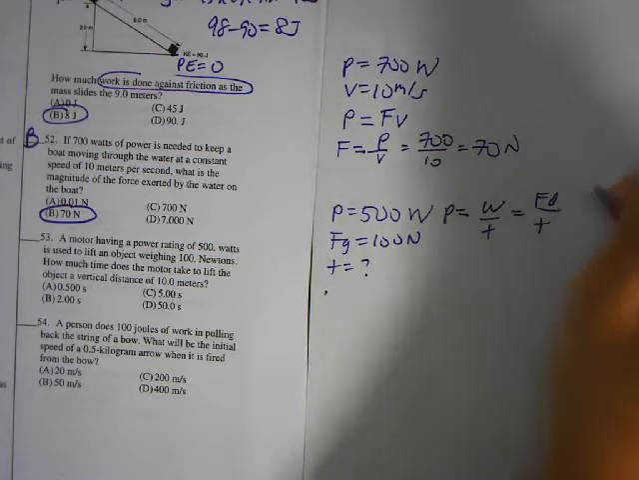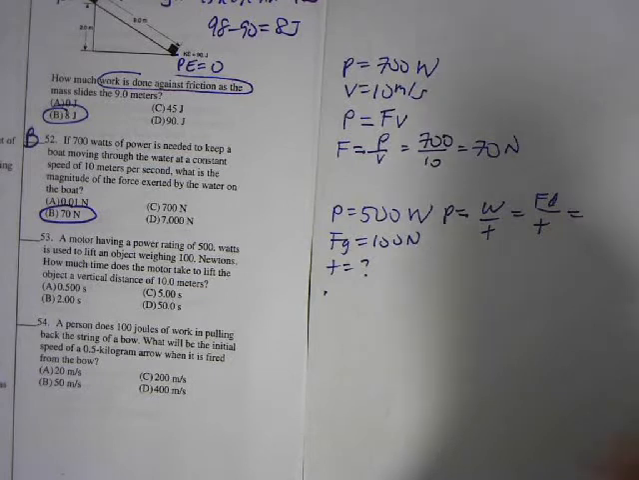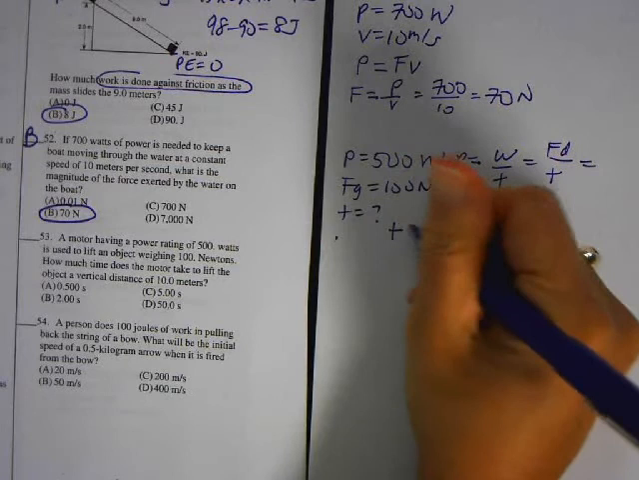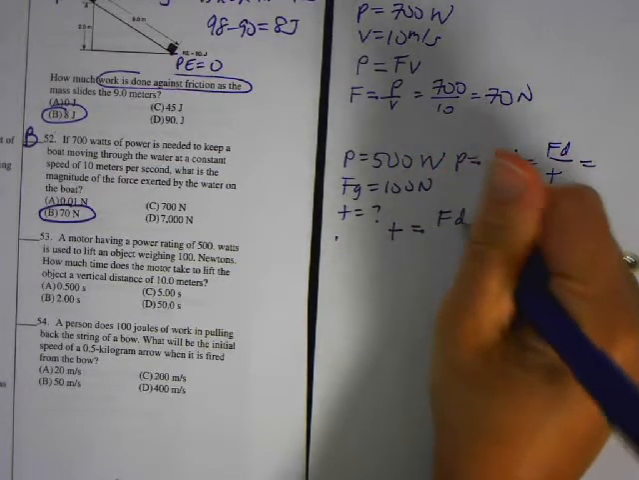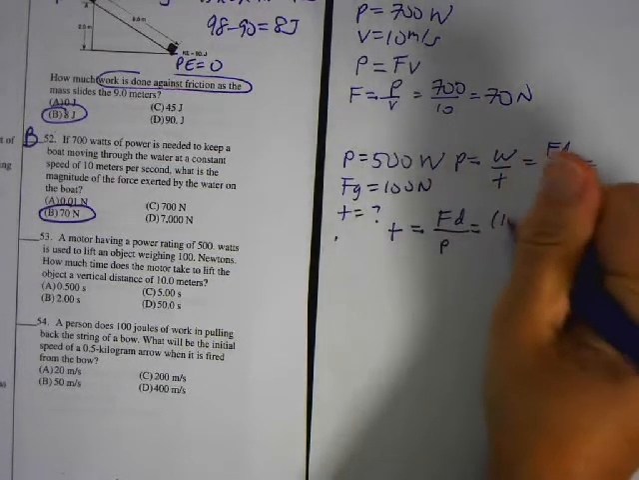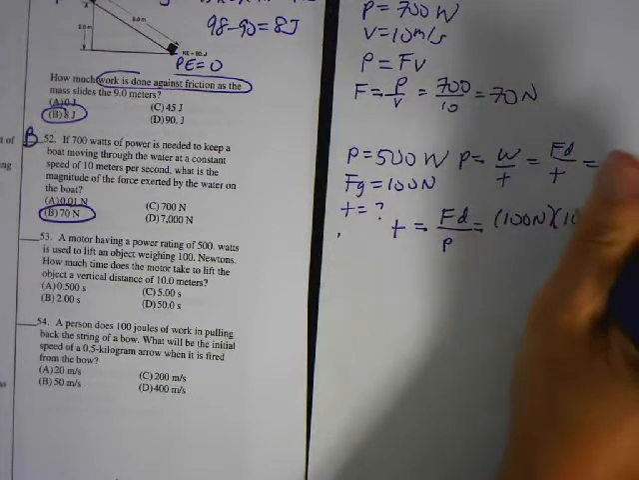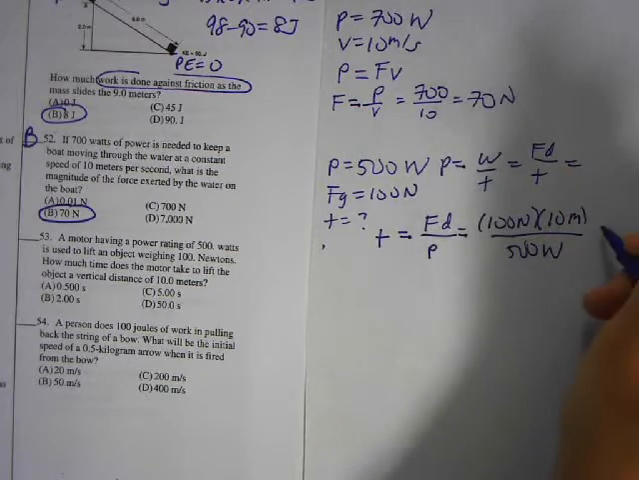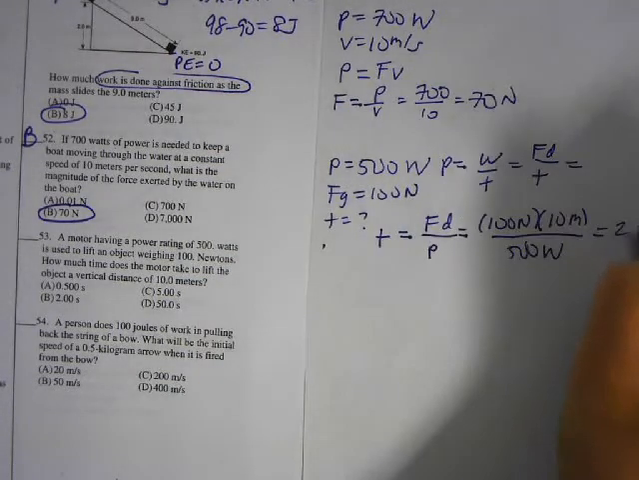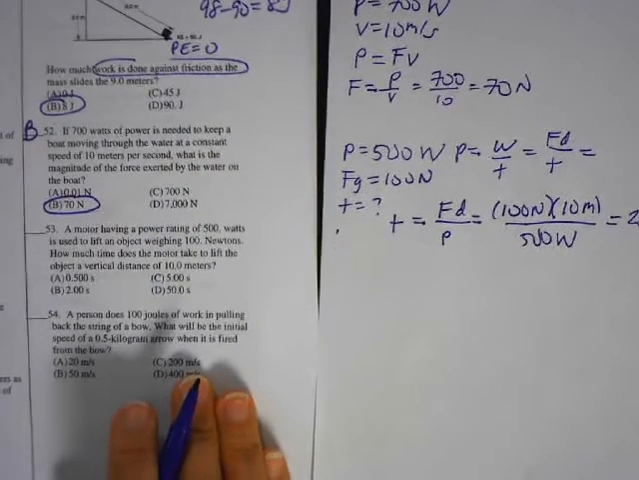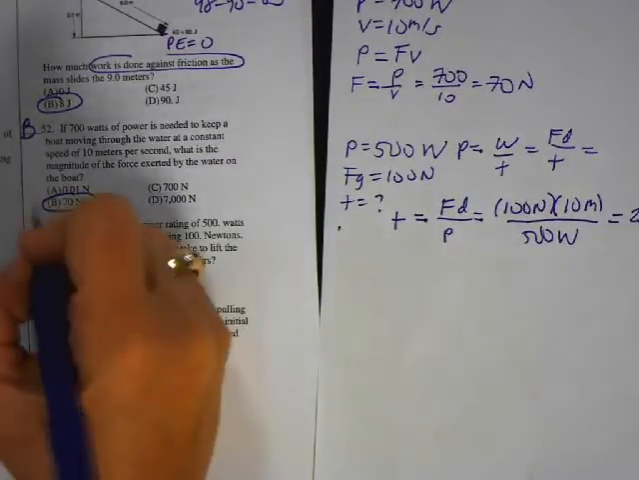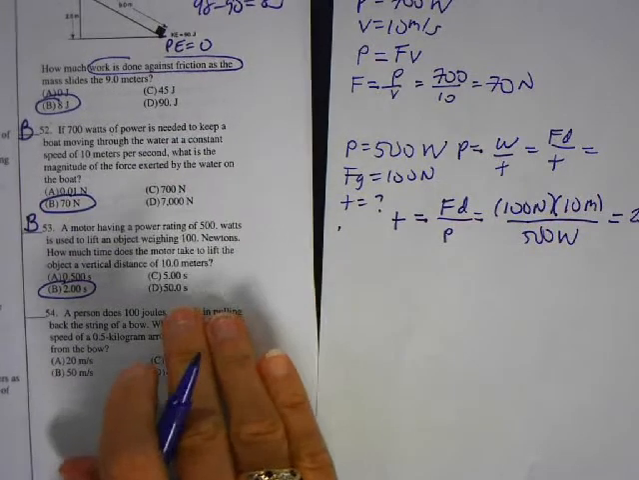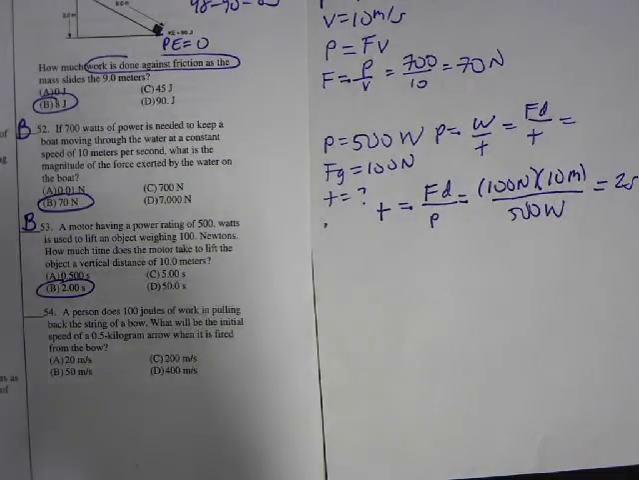Now this is a vertical displacement. So I'm going to rearrange the equation to solve for the unknown in terms of the known. So T is going to be equal to FD over P. So it's going to be 100 newtons times 10 meters divided by 500 watts. So this comes out to be 2 seconds. Remember, rearrange the equation to solve for the unknown in terms of the known.